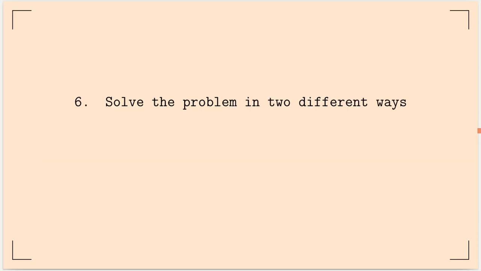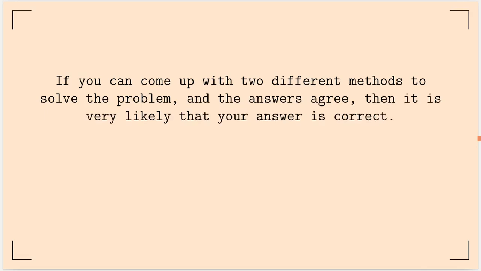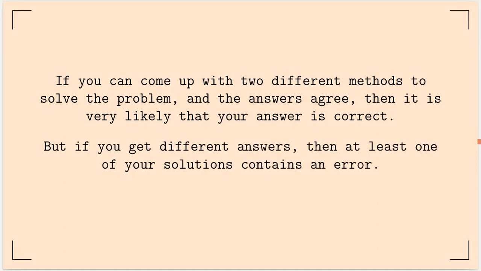6. Solve the problem in 2 different ways. You should get the same answer. If you can come up with 2 different methods to solve the problem, and the answers agree, then it is very likely that your answer is correct. However, if you get different answers, then at least one of your solutions contains an error.